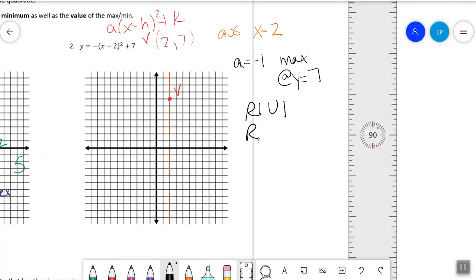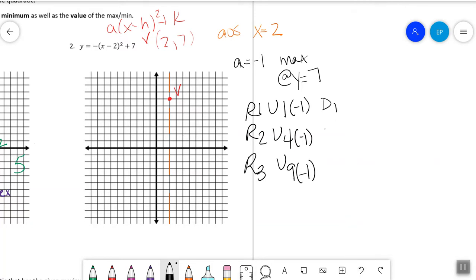up 1, right 2, up 4, right 3, up 9, times -1, times -1, times -1, gives me really down 1, whoops, down 1, down 4, down 9, so right 1, down 1, right 2, down 4, right 3, down 9, so 7, 8, 9.